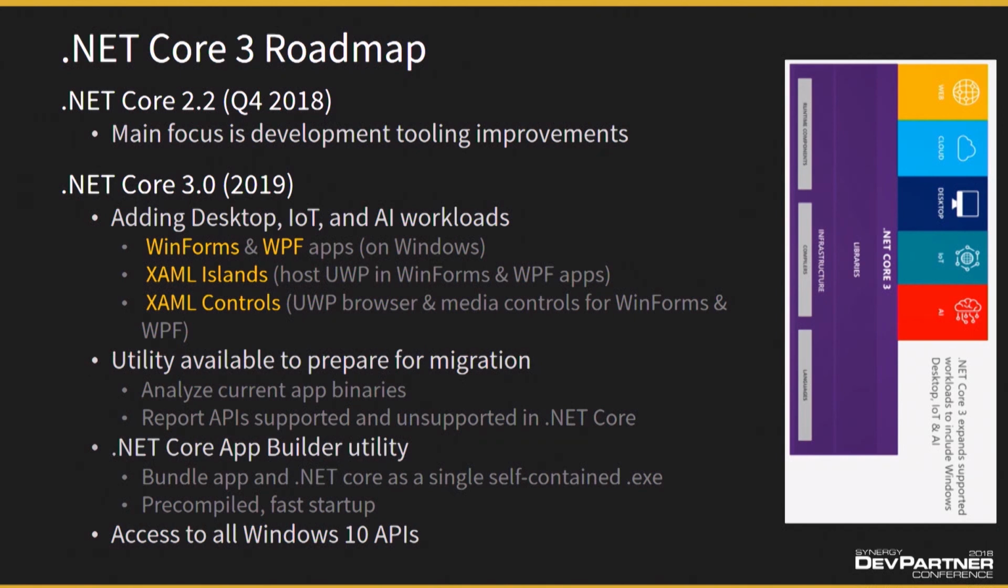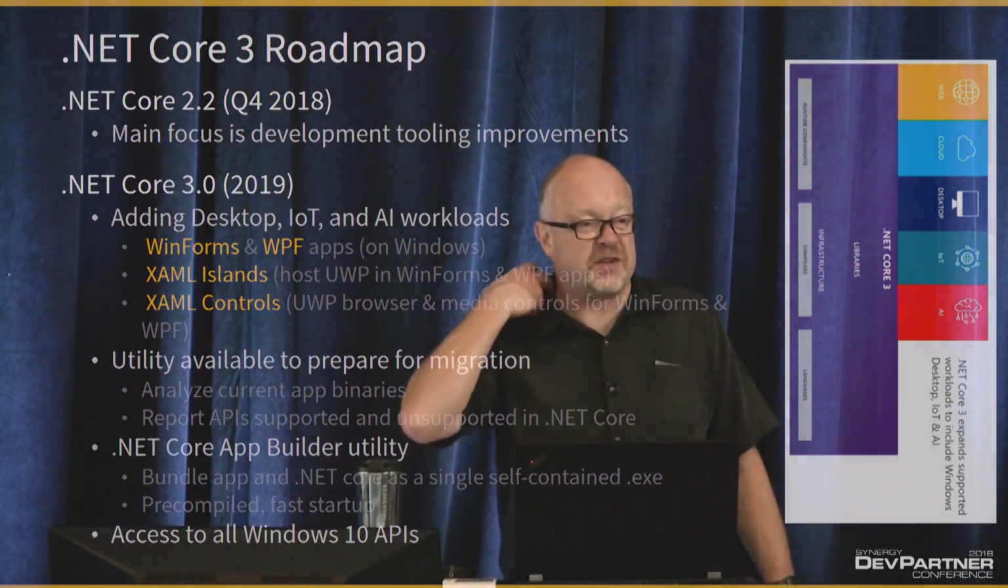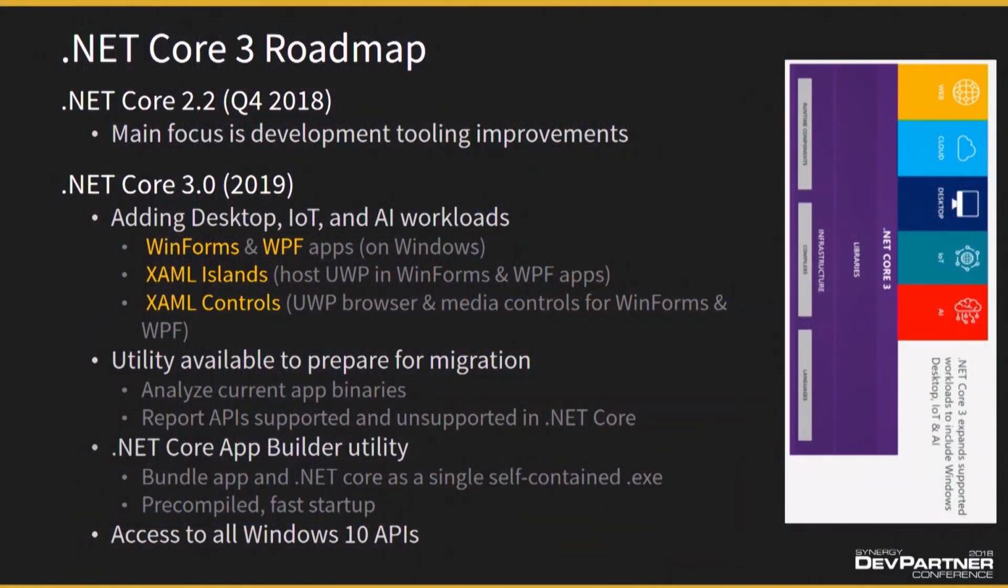I'm not going to go into a huge amount of detail about .NET Core 3.0. The next release of .NET Core is going to be version 2.2, and that's targeted for sometime before the end of this year. That's really an incremental release. From what I can find out, they're really focused on just improving the development experience and improving the tooling and things like that. So it doesn't look like there's any major new features in .NET Core 2.2. It's about development tools.